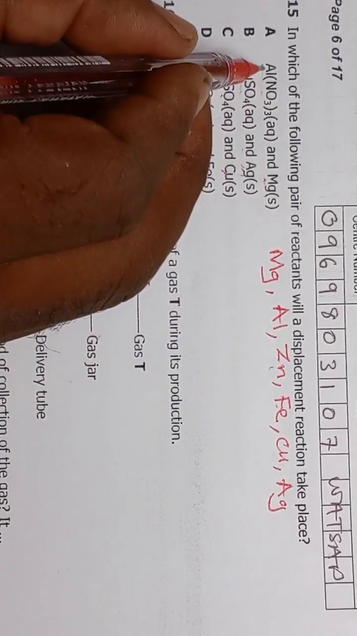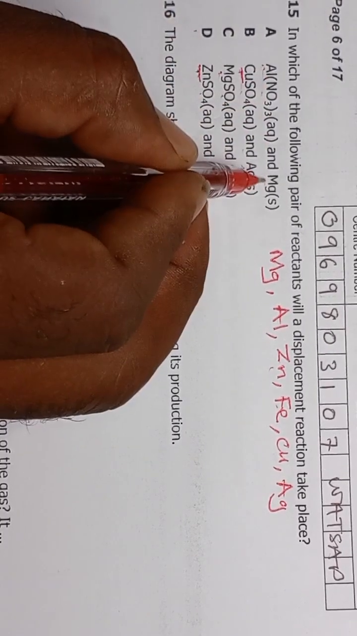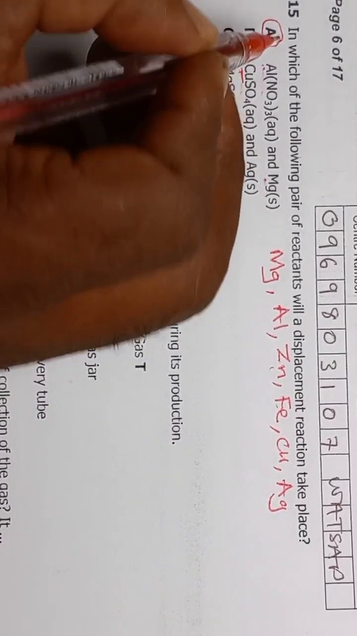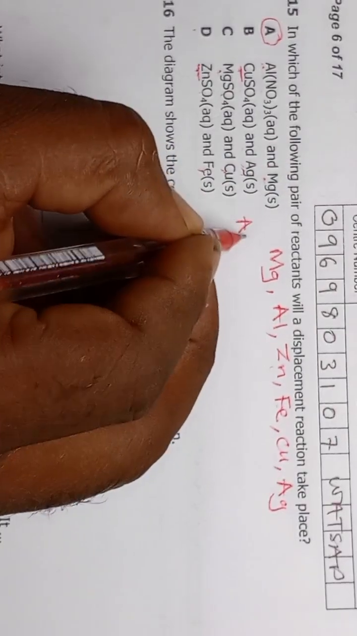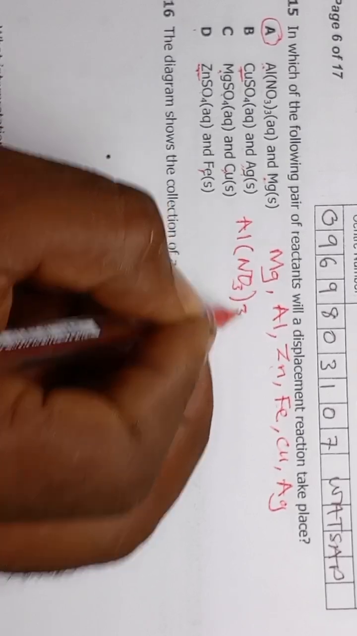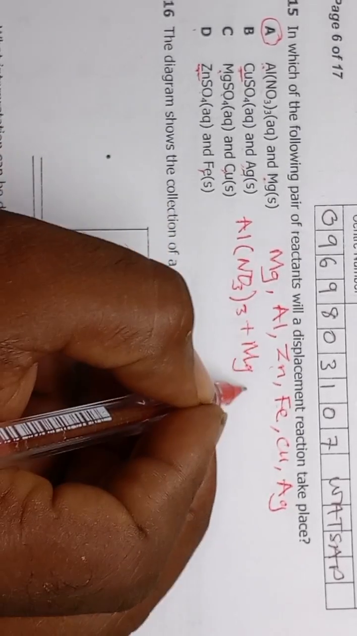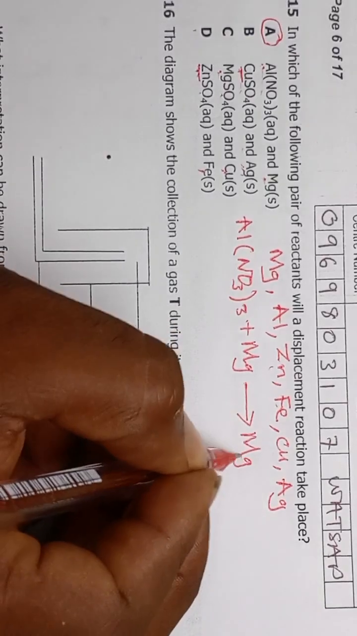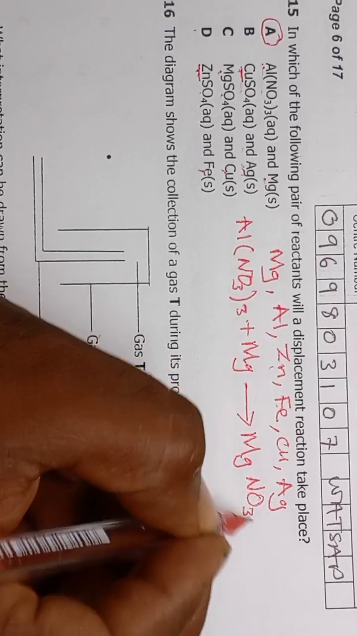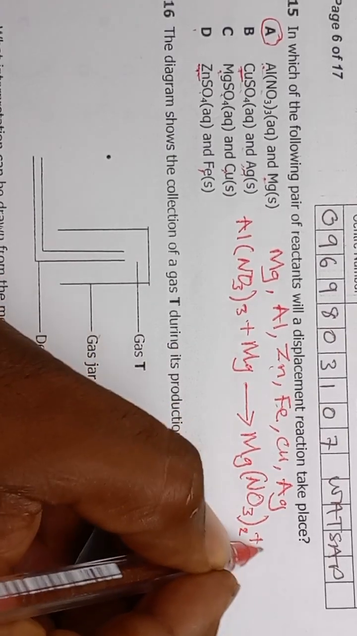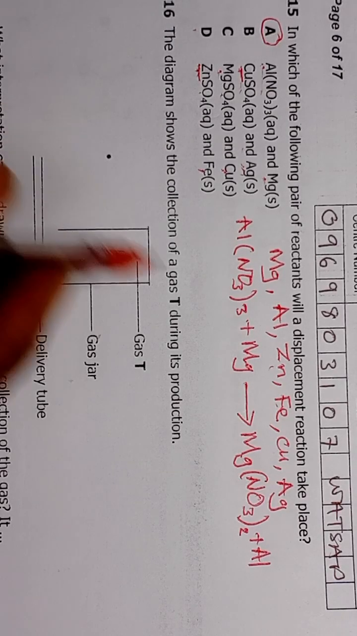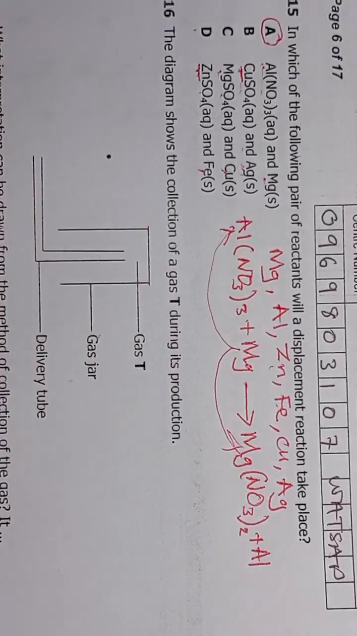Magnesium is more reactive than aluminium. So magnesium will take the place of aluminium. So the answer is A. We can even write this reaction. So that is a displacement reaction. Magnesium has taken the place of aluminium.